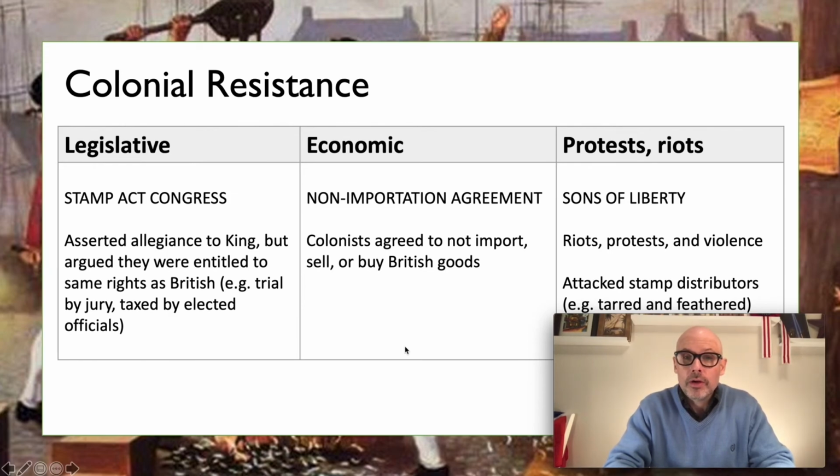Well, now they're telling people don't buy or sell anything. And this actually worked. In London, the merchants were hurt. And they talked to Parliament. They said, you've got to stop the Stamp Act because we need to continue the trade. Our businesses are hurting. It actually worked.